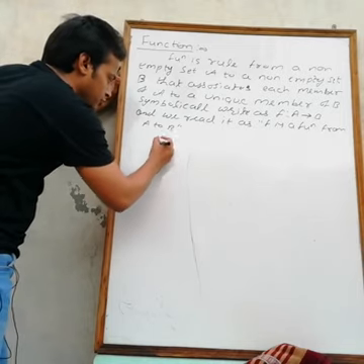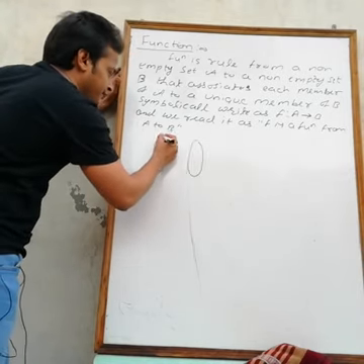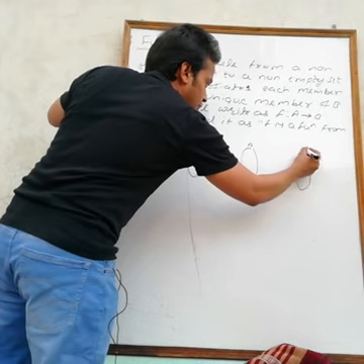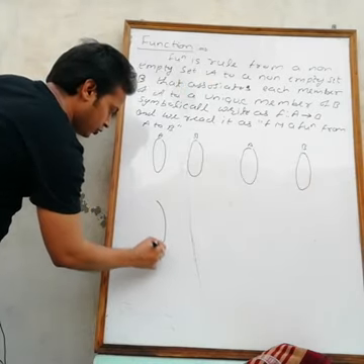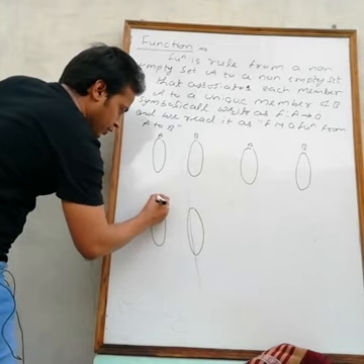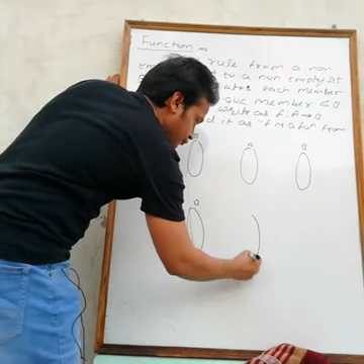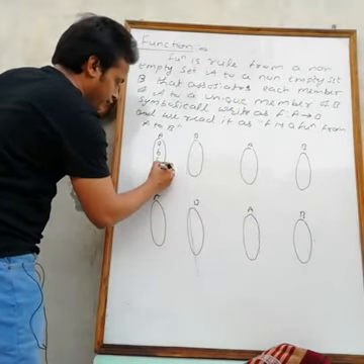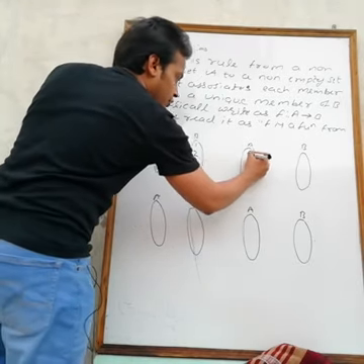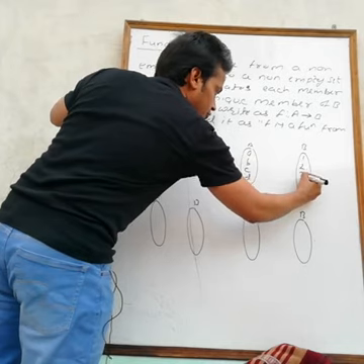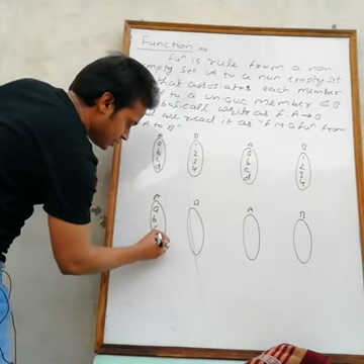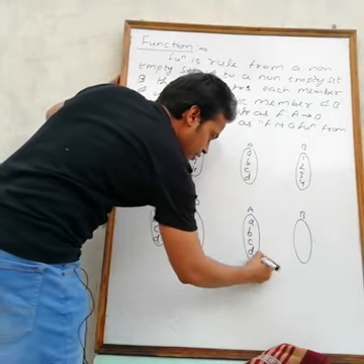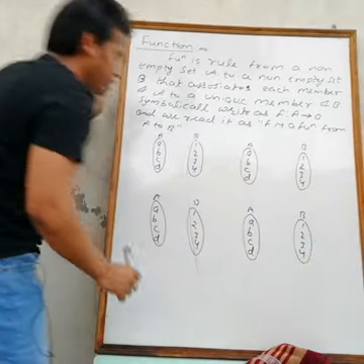See, suppose this is set A and this is set B. I am taking a total of 4 elements in each: 1, 2, 3, 4 in A and a, b, c, d in B. Okay.